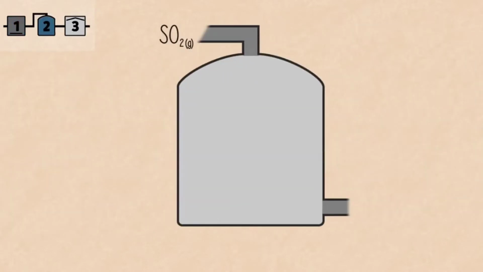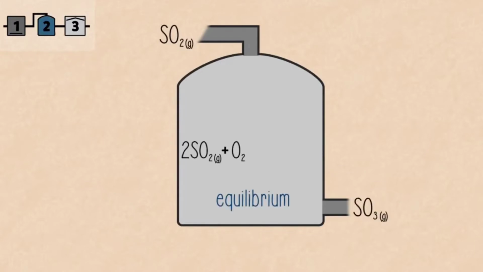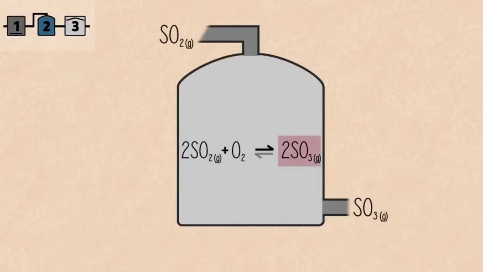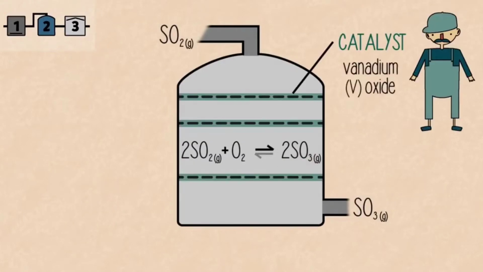In stage two, the sulfur dioxide is converted into sulfur trioxide. The reaction is in equilibrium, which means that as the product is formed, the reverse reaction can also occur and it can break down into its reactants. What can be done to this process to speed it up and to force the equilibrium into forming more sulfur trioxide? Pause the video and continue when ready. This reaction can be sped up to form sulfur trioxide by adding a catalyst, vanadium oxide.